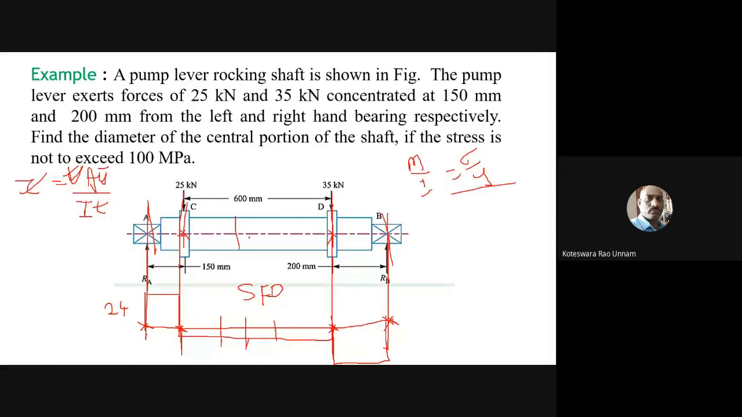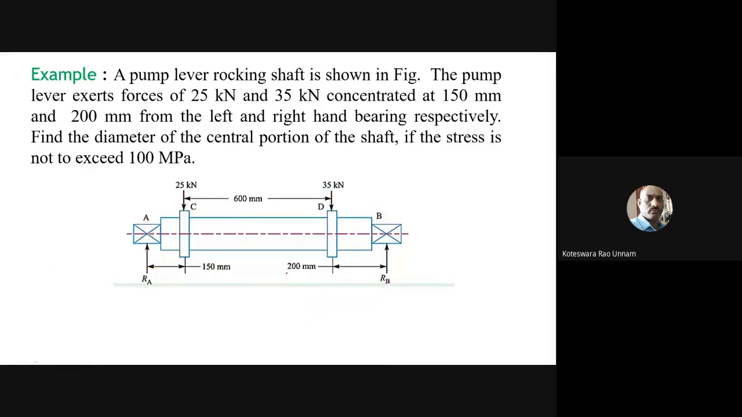Then, based on the point where you have the maximum bending moment, let us say the bending moment at C is MC and at D is MD. Out of these two, I need to choose the largest value for the design. If MD is more than MC, I'll take MD for the design; if MC is more than MD, I'll take MC. How can we calculate MD here? The bending moment is RB into 200, you will get MD. Similarly, for MC, RA into 150 gives your MC value. Once you know that, you can design the shaft.